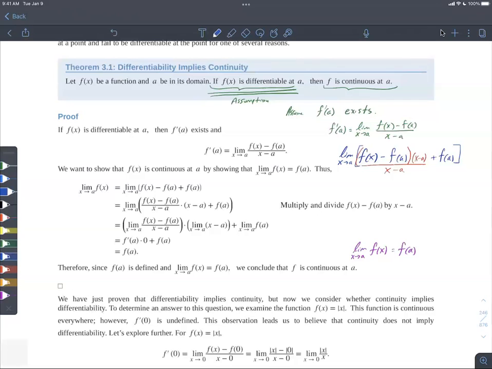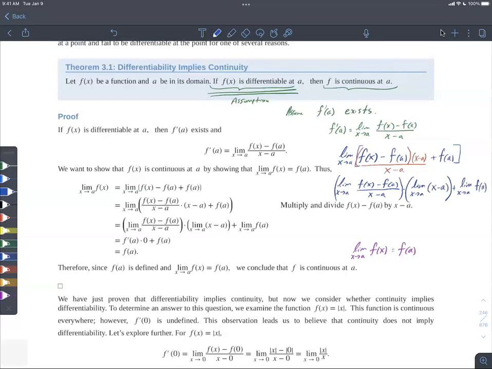And according to some of the limit theorems that we saw in section 2.3, we can break this limit up and rewrite this as the limit as x approaches a of (f of x minus f of a) divided by (x minus a), times the limit as x approaches a of the other factor, x minus a, plus the limit as x approaches a of the final term here, f of a. I put parentheses here just to split up these limits.